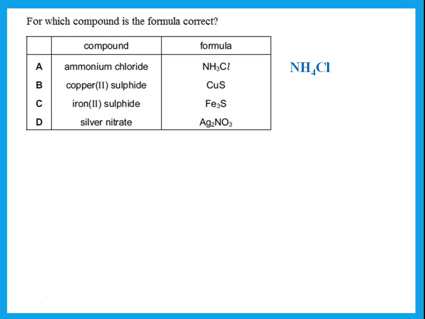Iron 2 sulfide, if I say iron 2 sulfide, that means the valency of iron is 2. I should put 2 under the sulfur. And the sulfur also has a valency of 2, so that is actually FeS, because each of them is 2 and the 2's cancel. Silver nitrate, what is the valency of nitrate? The valency of nitrate is 1. So the only one that is correct is B.